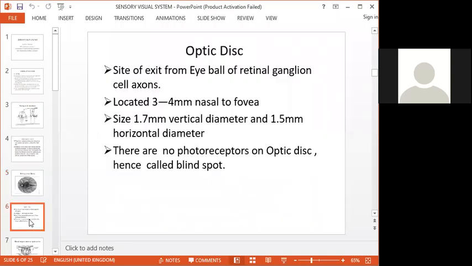The optic disc, as I say, is the site of exit from the eyeball of the retinal ganglion cell fibers. Located 3 to 4 millimeters nasal to the fovea. It's about 1.7 millimeters vertically and 1.5 horizontal diameter. There are no photoreceptors on the optic disc, hence that part being called the blind spot.